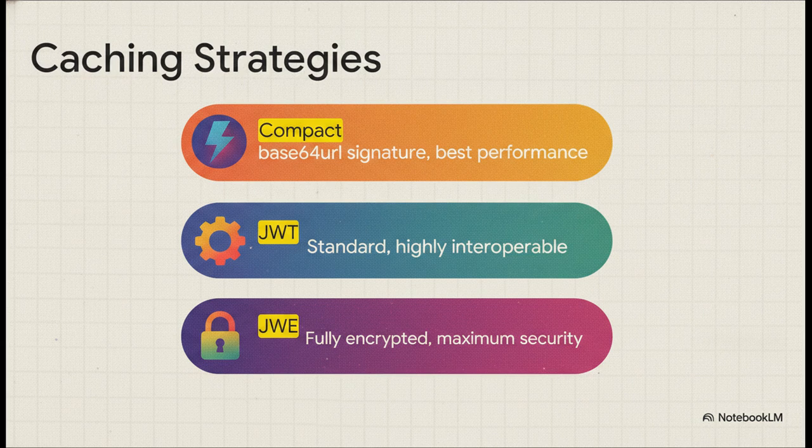You can use Compact, which gives you the absolute best performance and the smallest cookie size. You can use JWT if you need a highly interoperable industry standard. Or you can go with JWE, which fully encrypts the cookie for maximum security. Basically, you keep your app super fast while keeping your security incredibly strict.